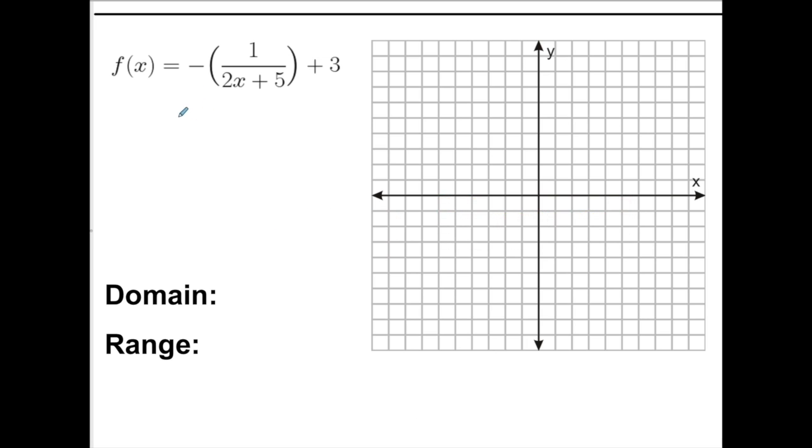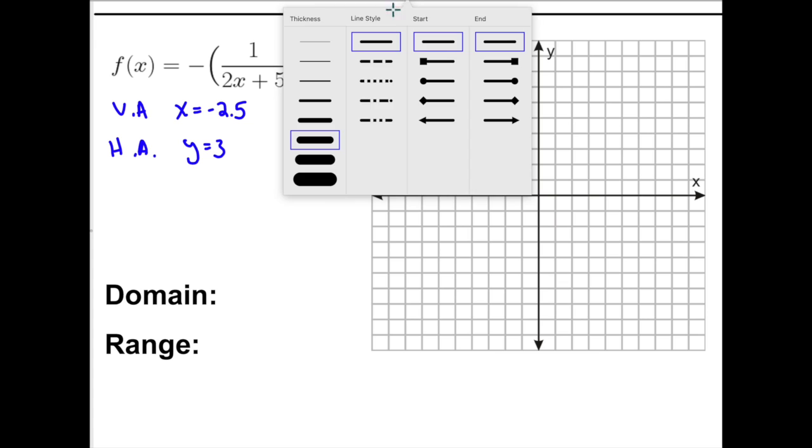So I'm going to start by finding my vertical and horizontal asymptotes. So vertical asymptote, what will make the bottom undefined? X is equal to negative 2.5, because negative 2.5 times 2 is negative 5. Negative 5 plus 5 is 0. So that will be undefined. Horizontal asymptote, y equals 3. Okay, so let's go ahead and graph that out.